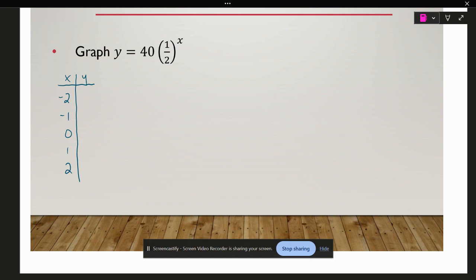1/2 to the -2 is going to be 4, so that's going to give you 160. 1/2 to the -1 is 2 times 40, gives you 80. Then 0 power is 1, so that'll be 40. 1/2 times 40 is 20, and then 1/2 squared is 1/4, times 40 is 10.